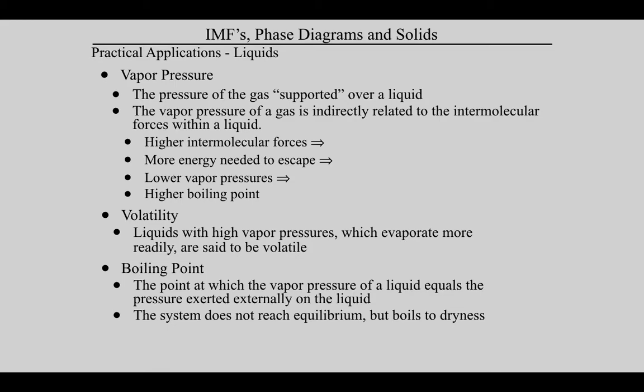So if you have a liquid with a low vapor pressure, it will also have a low volatility because it doesn't evaporate very readily, and it will have a higher boiling point because it's harder to break apart and it boils at a higher temperature. Anything you need to talk about? You guys good? Okay. So guys, this then becomes the transition.